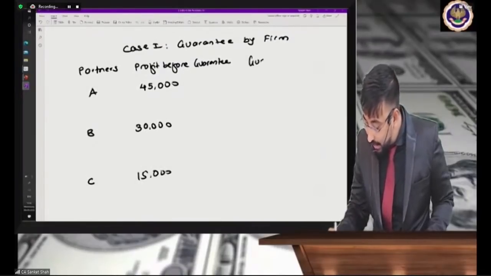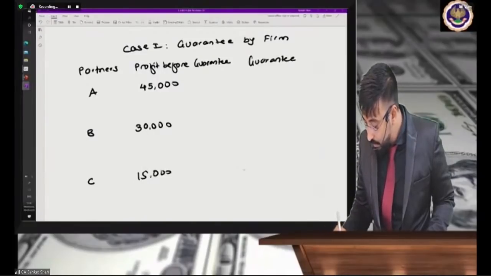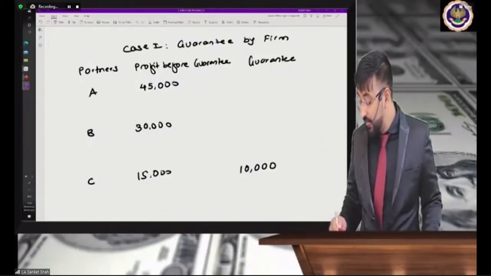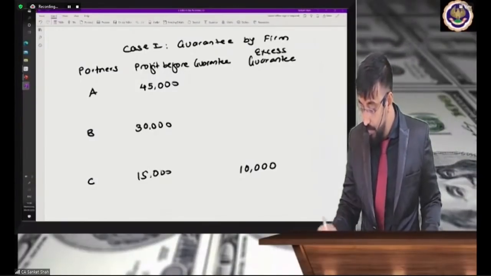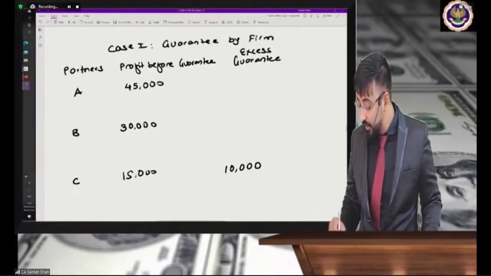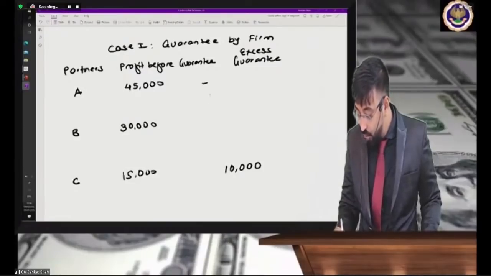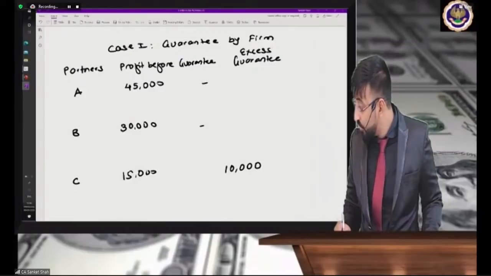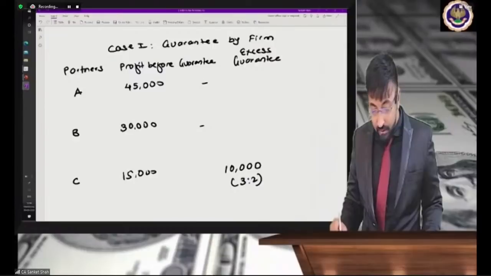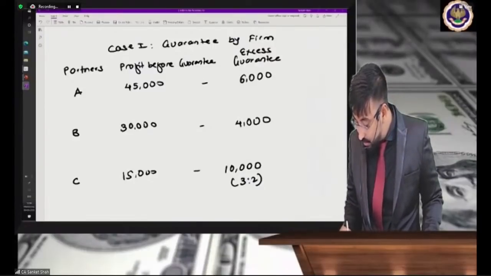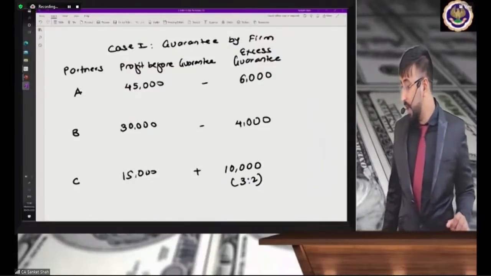Now what is the guarantee? 10,000 extra, the excess guarantee. And who is giving that guarantee? The firm. So we will reduce it from A and B in the ratio 3:2. So what is the amount? Minus 6,000, minus 4,000, plus 10,000.